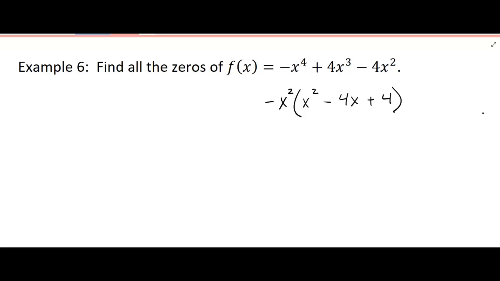That's good. Okay, so let me make sure I did it right. I'll do that by distributing. Is that negative x to the fourth? Yes. Is that positive 4x cubed? Yes. And is that negative 4x squared? Yes. Okay, so I did that right.